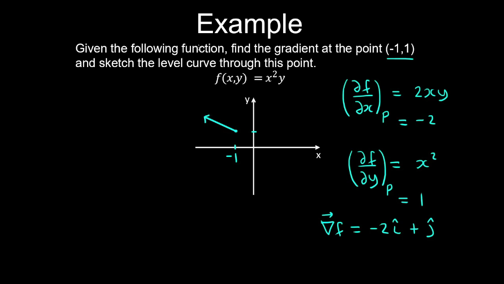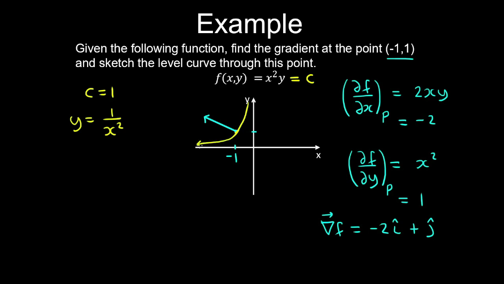Now the level curve of the function is obtained by setting the function equal to a constant and substituting for x and y. We have minus 1 squared by 1, so c is equal to 1. And turning this equation around, we get y is 1 on x squared. So as x approaches 0 from the left hand side, y goes to infinity, and as x approaches infinity, y approaches 0. So the curve looks something like this.